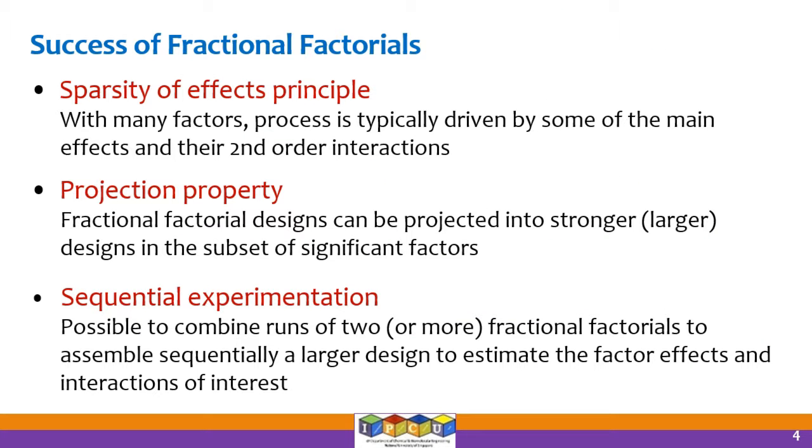Now, the success of fractional factorials has largely been due to what we discussed before, which is called the sparsity of effects principle, right? While there are many factors, the process is driven only by some of the main effects and second order interactions. So you don't have higher order interactions. In fact, not all the input variables may have a main effect. Main effect means linear effect on the output. Not all second order interactions themselves may be important. All right. So this is what is called the sparsity of effects principle.